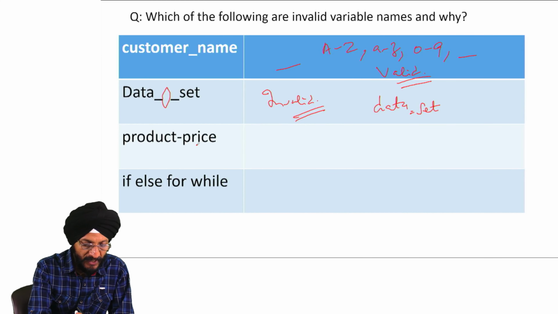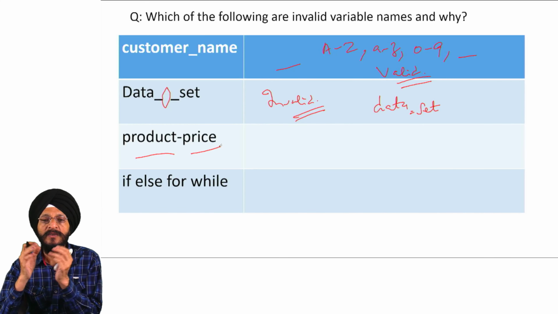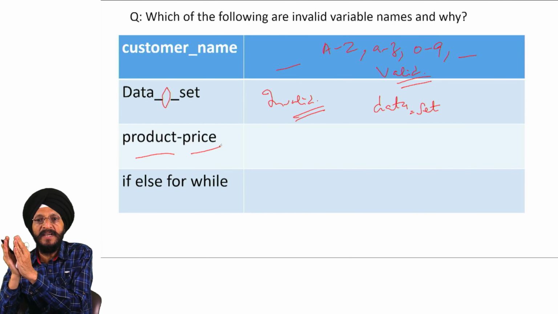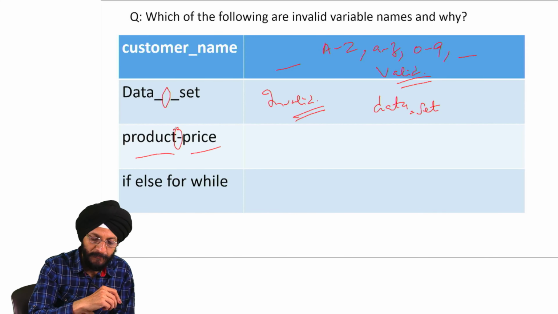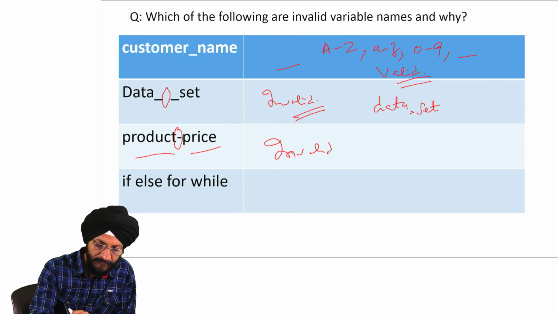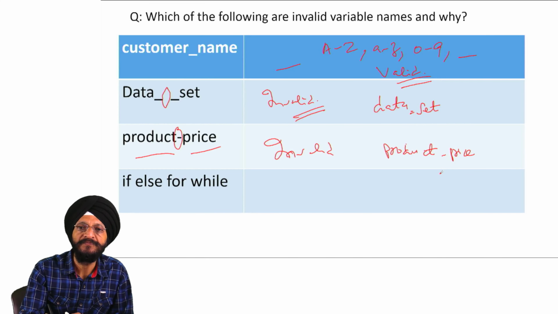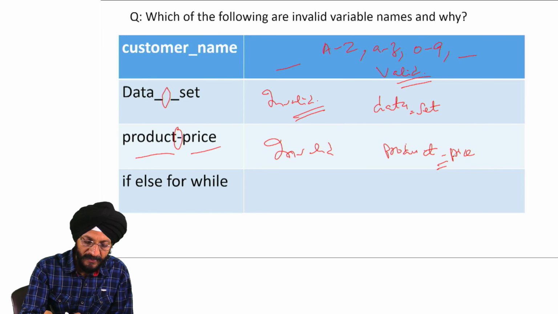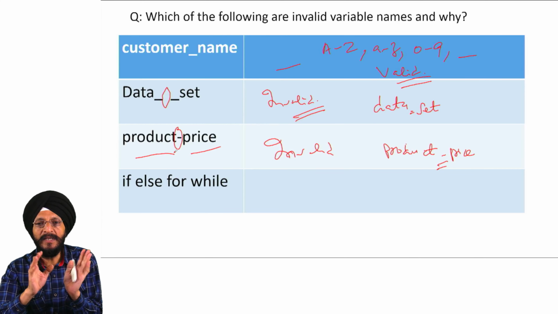Next is product-price. As per the variable naming convention, we can have letters, numbers, and the underscore, but we cannot have a hyphen. This is a special character, so it is an invalid variable name. However, the valid variable name can be product_price, because here we are using underscore. It is valid. However, if we are using a hyphen in the variable name, it becomes invalid.